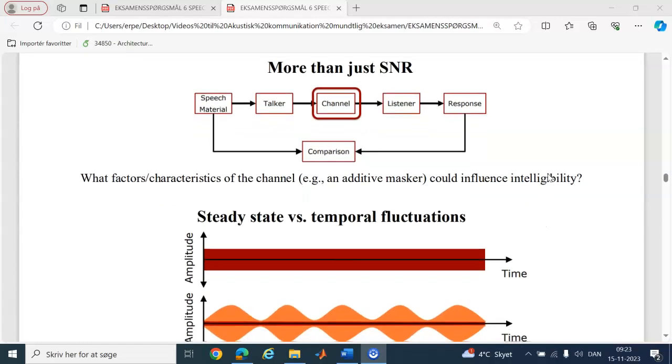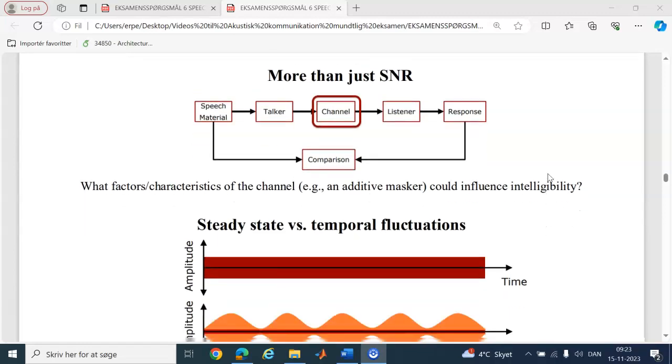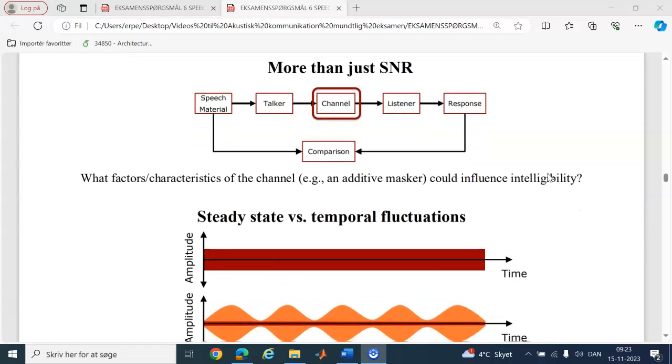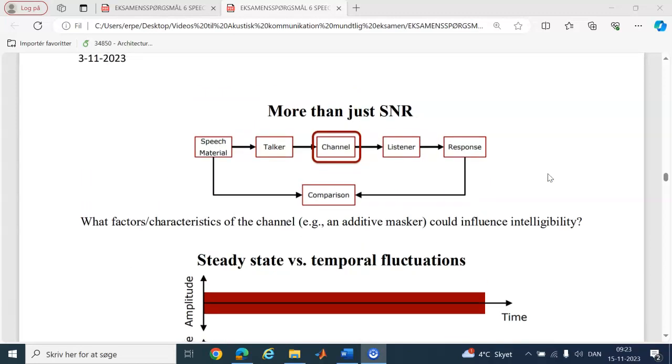Okay, remember, SNR is not the only way to explain speech intelligibility. It's more than just SNR. What factors or characteristics of the channel, for instance an additive masker, could influence intelligibility?